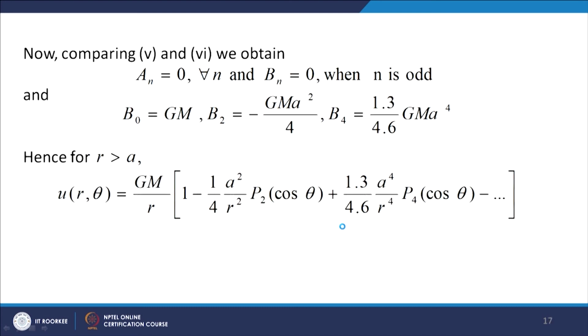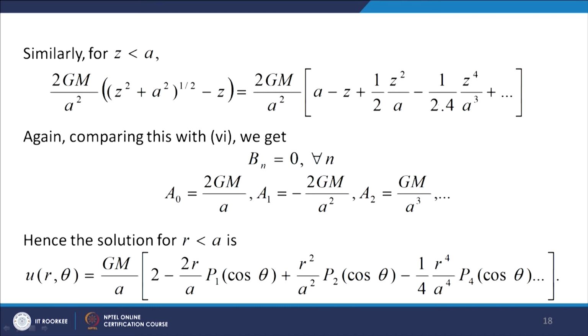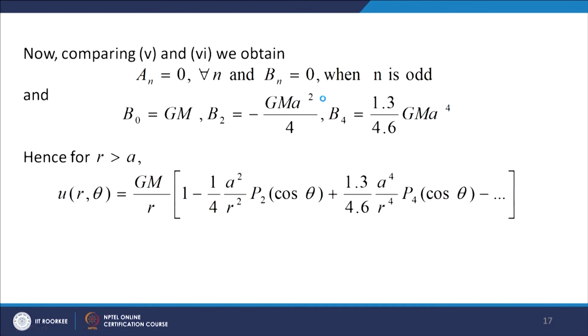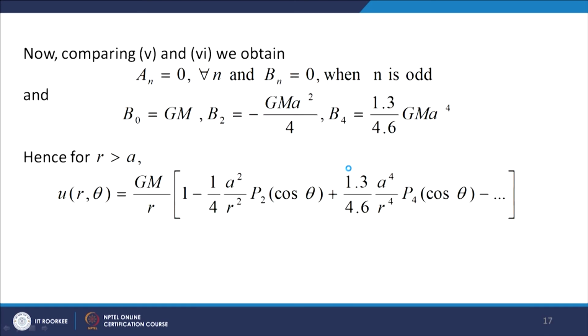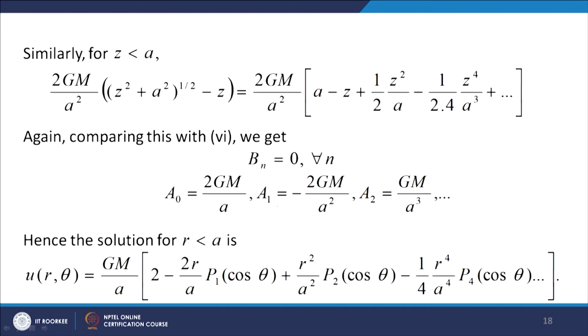Now, here you can see that a_0 is the coefficient of z to the power 0. So a_0 is present there, but a_1, a_2, a_3 are all zeros, because the negative integral powers of z are absent in that expression. We have positive integral powers there, negative integral powers are not there. So b_n is equal to 0 for all n, a_0 is 2GM by a, a_1 is minus 2GM by a squared, a_2 is GM by a cubed and so on. So the solution for r less than a is u(r, theta) equal to this.